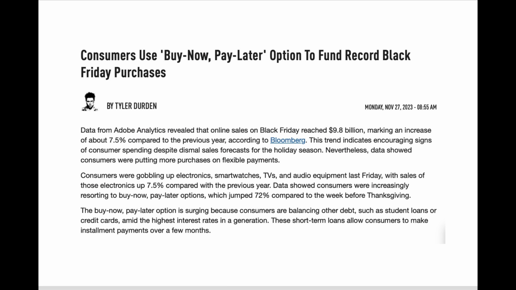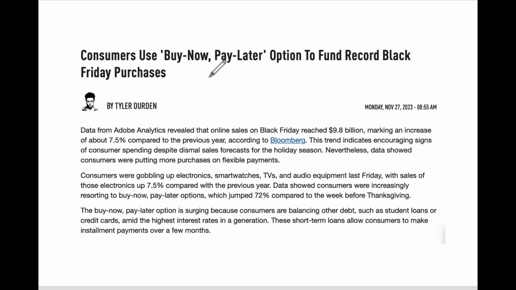Now let's go to the economic news. This came out a couple days ago on the 27th. Consumers are using buy now, pay later. You could call that layaway. You can call that credit cards, whatever it may be. But this is according to Bloomberg. They're tracking that very carefully. That tells us that the consumers are running out of cash. They're tapping into their savings account. They're tapping into their retirement accounts. We talked about that last month. And again, that is a negative sign.